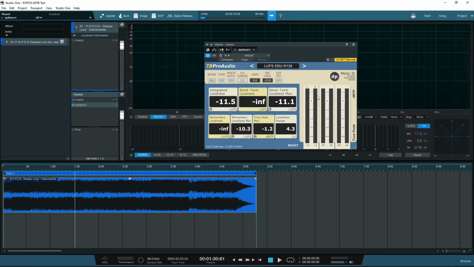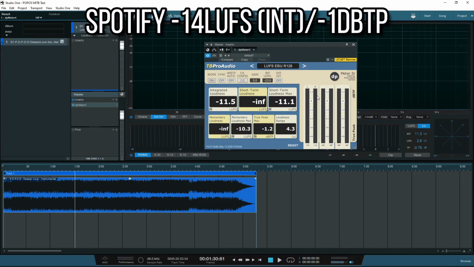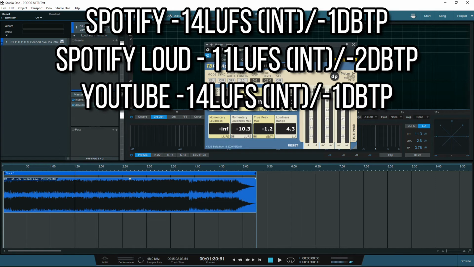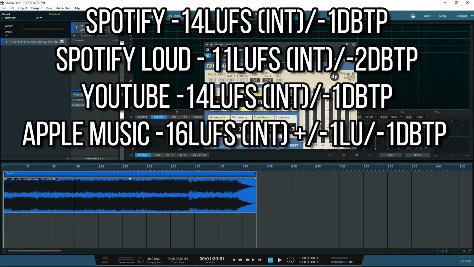As of this recording, there are still different normalization levels for different platforms, and the most common are as follows. Spotify, -14 LUFS integrated and -1 dB true peak. Spotify Loud, -11 LUFS integrated and -2 dB true peak. YouTube Music, -14 LUFS integrated and -1 dB true peak. Apple Music, -16 LUFS integrated, ±1 LU and -1 dB true peak.